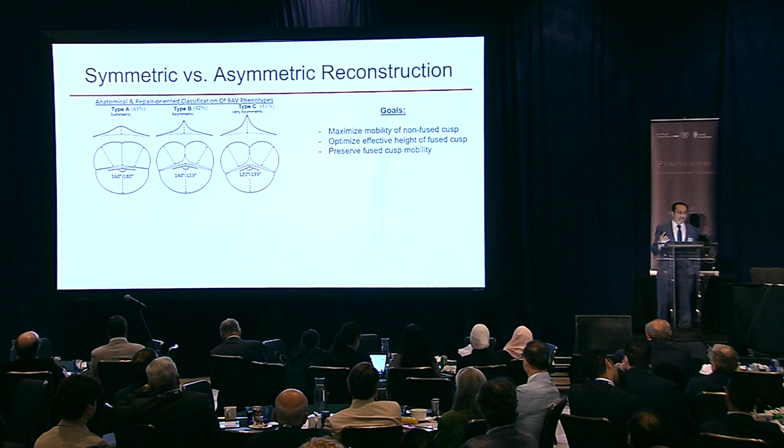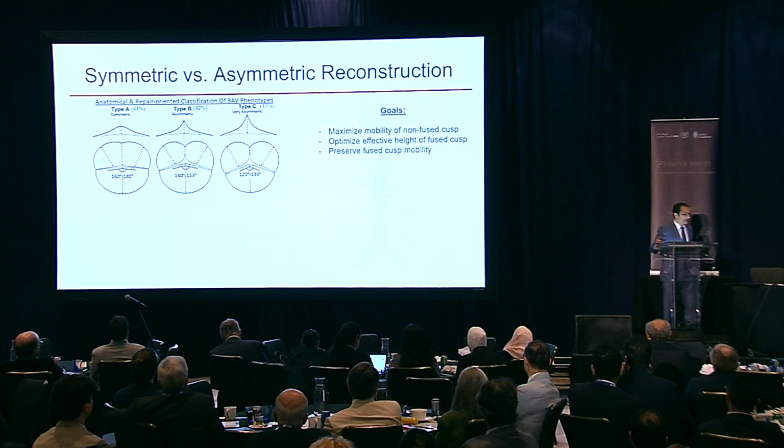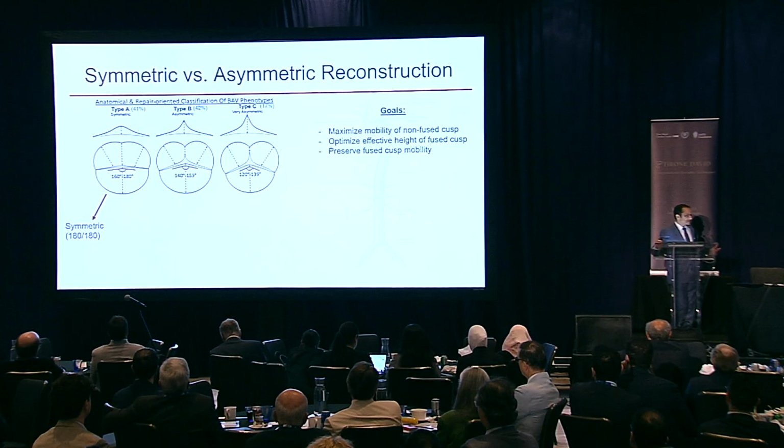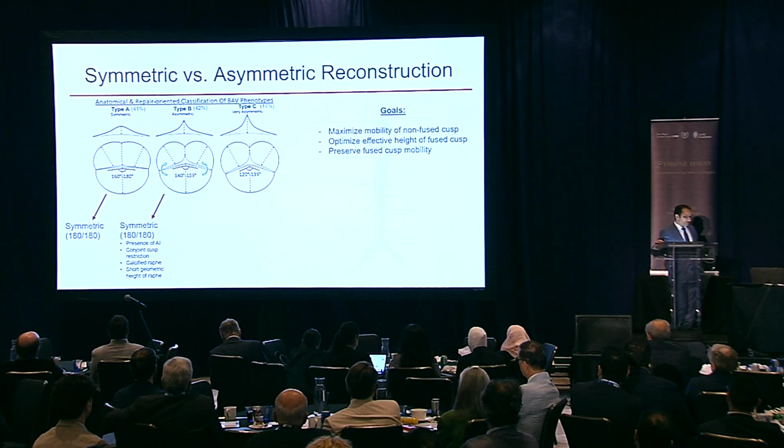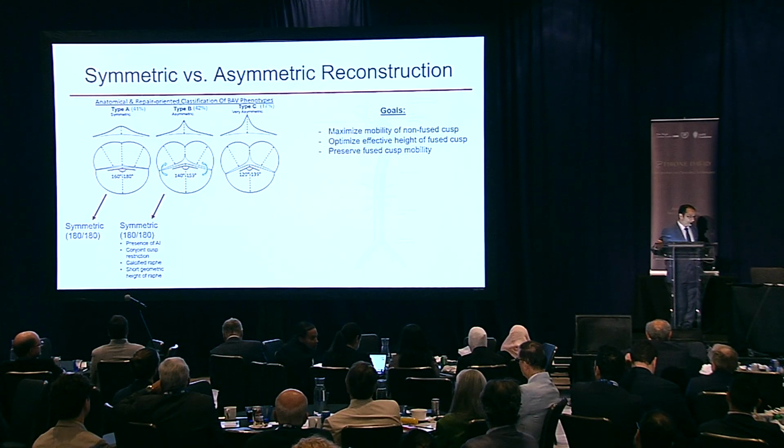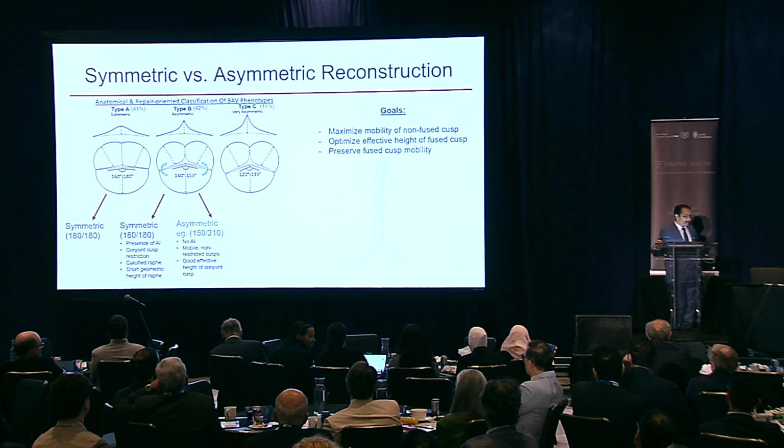So practically speaking, what options do we have in terms of symmetry to repair bicuspid valves? Well, if you start off with a symmetric valve, I think the answer is simple. You leave it symmetric. If you start off with an asymmetric valve, you have an option. You can either make it symmetric, or you can leave it asymmetric.